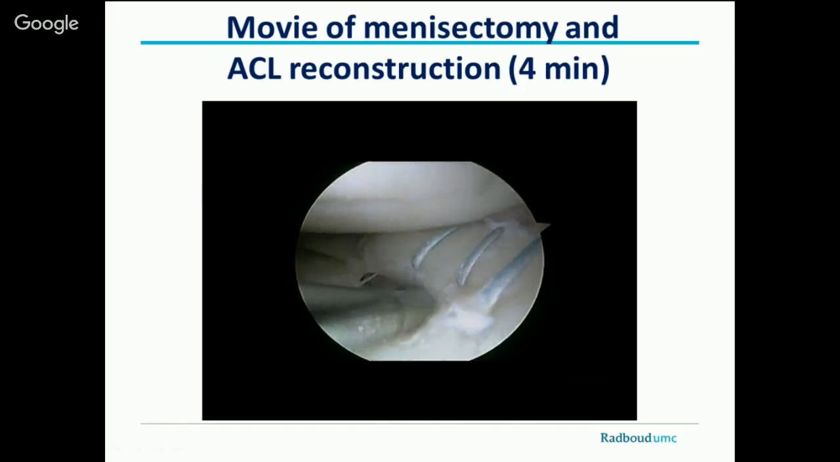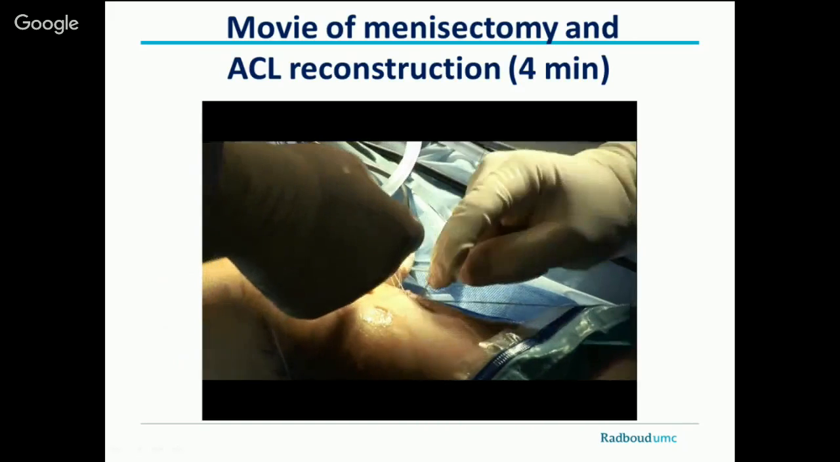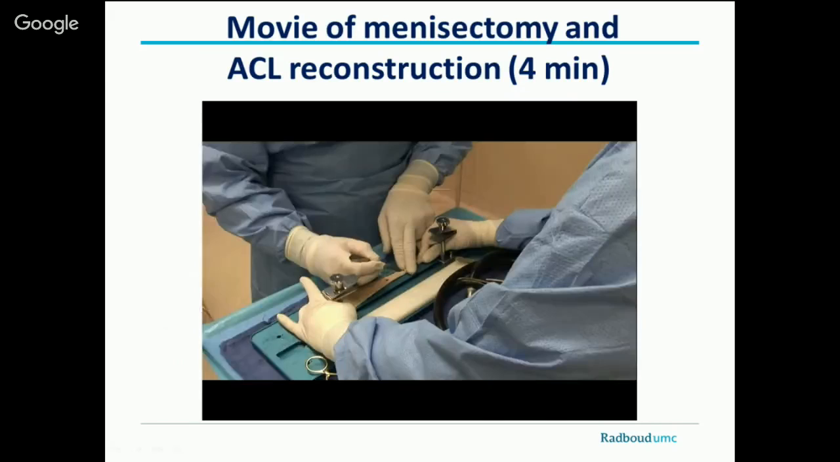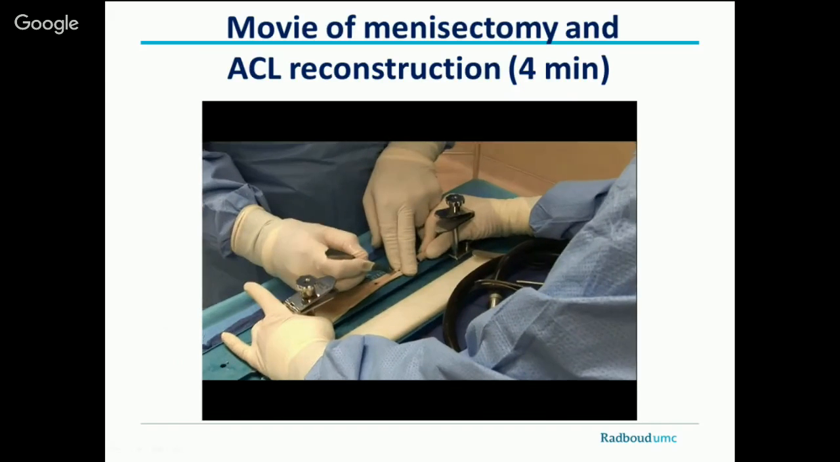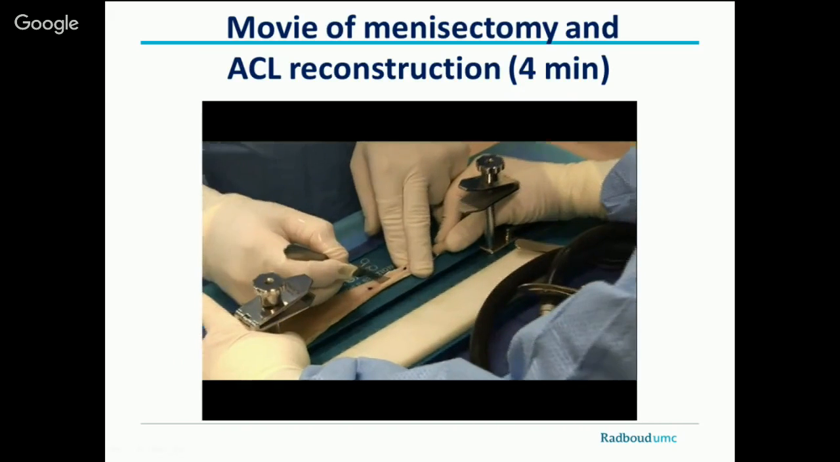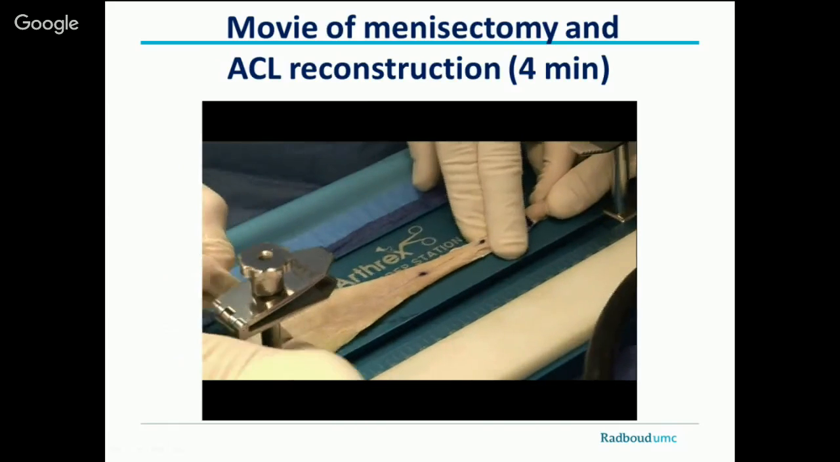The sutures are then tied over the medial capsule and cut. The graft, in this case an Achilles tendon allograft, is prepared on the back table.